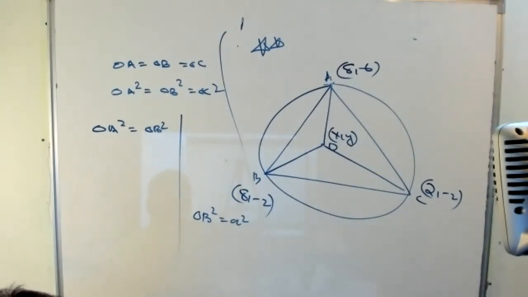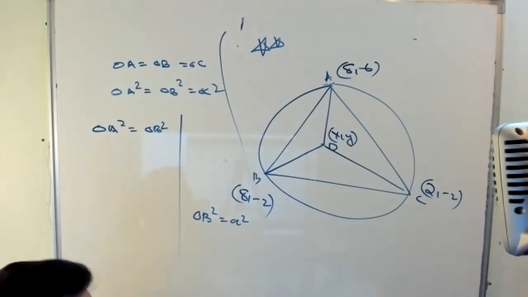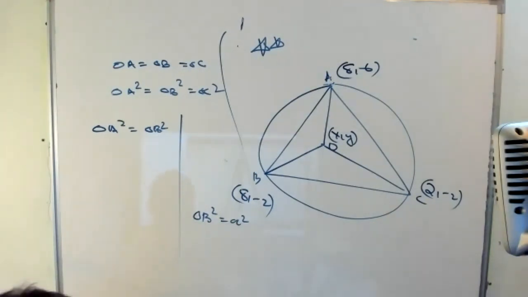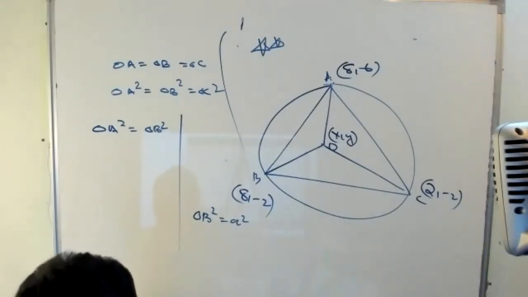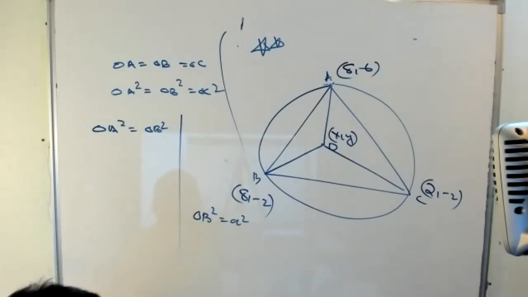It is the radius, OA. OA, OB, OC are radius, no? Okay. A circle passing through the vertices of a triangle, that center is called circumcenter.